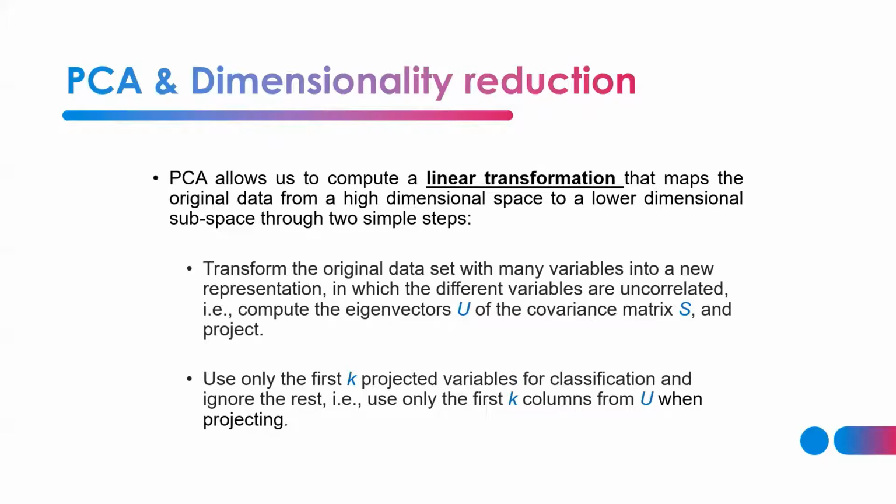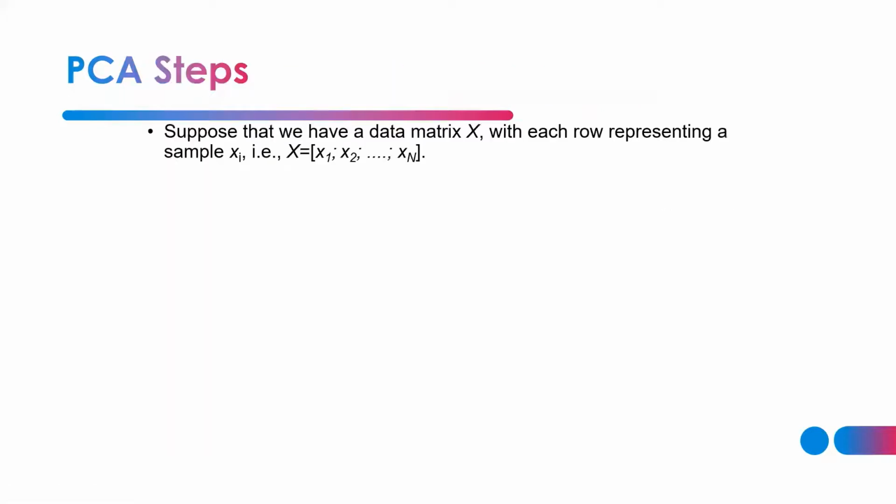So, PCA and dimensionality reduction. How do I use PCA to perform a dimensionality reduction? PCA allows us to compute a linear transformation that maps the original data from the high dimensional space to a lower dimensional subspace by following two simple steps. The first includes transforming the original data with many variables into a new representation by looking at the eigenvectors, like I showed you in the previous slide, and then selecting only the first k projected variables for classification and ignoring the rest. Let me explain.